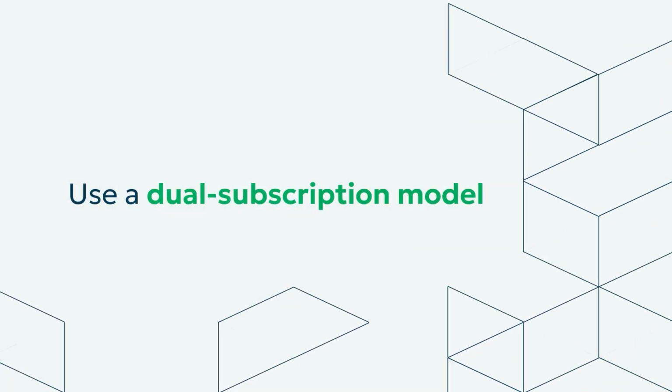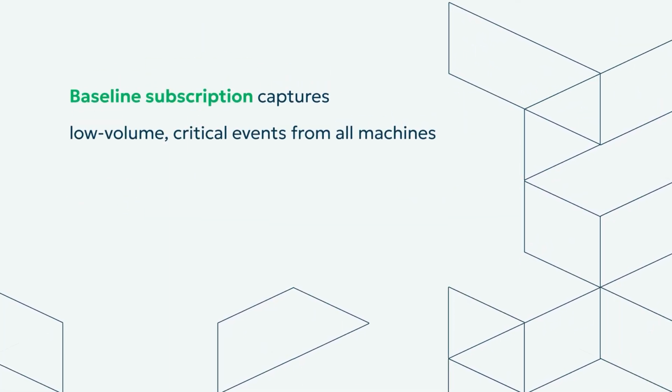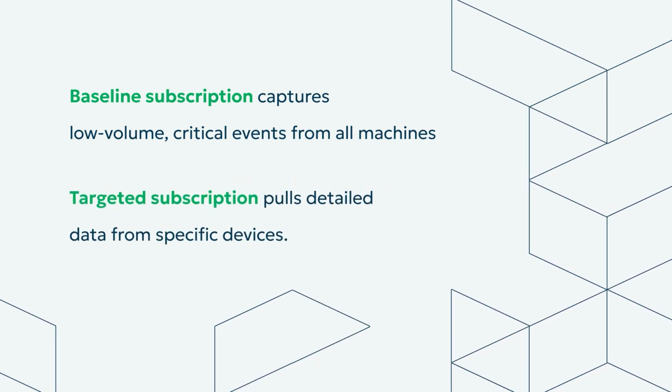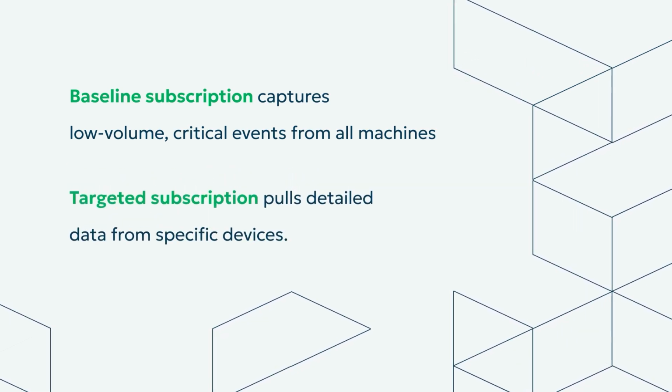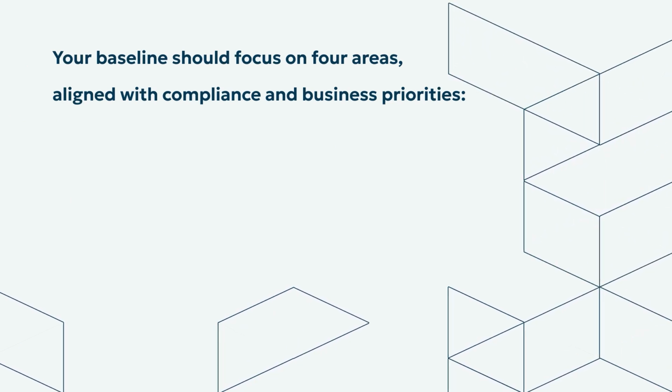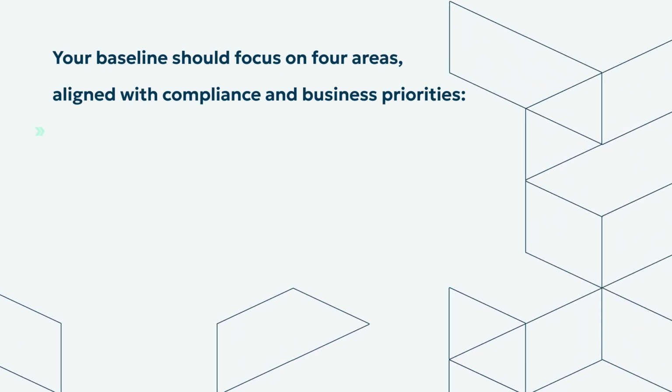Use a dual subscription model. A baseline subscription captures low-volume, critical events from all machines, while a targeted subscription pulls detailed data from specific devices. Your baseline should focus on 4 areas, aligned with compliance and business priorities.